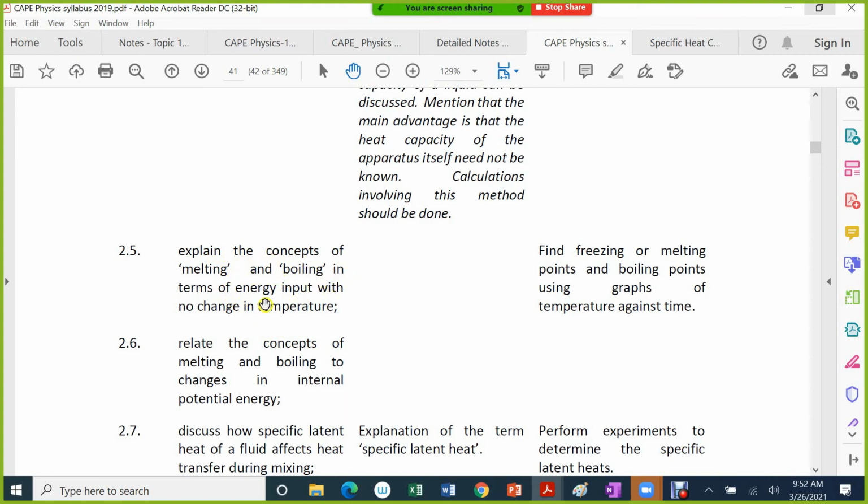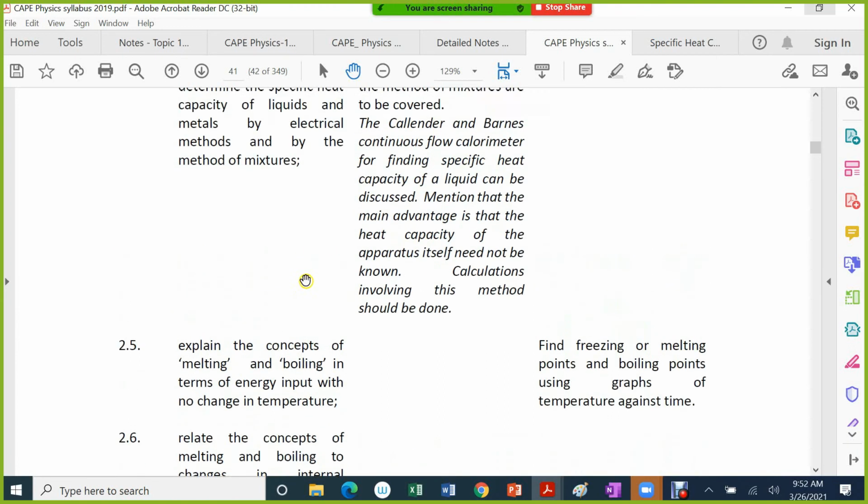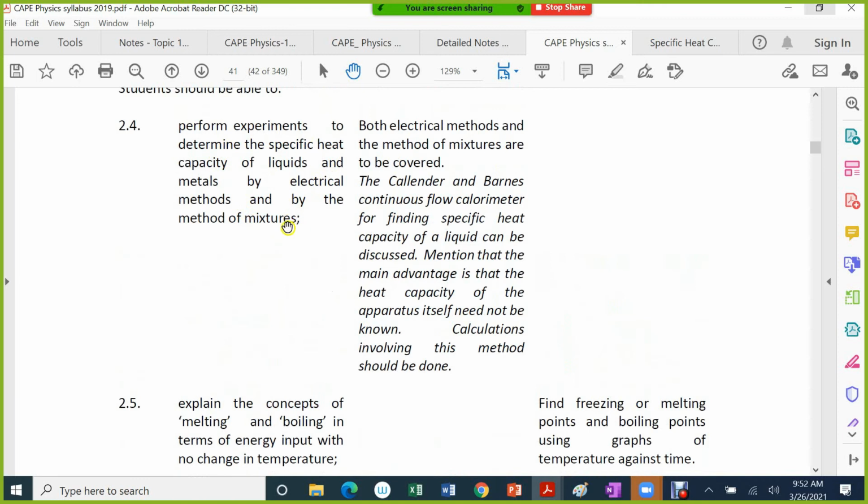So please ensure that you're going back over those things. None of everything we are talking about, you shouldn't take it for granted. You understand? It says explain the concept of melting and boiling as it relates to no change in temperature. We went through that. That is talking about a change of state, right?